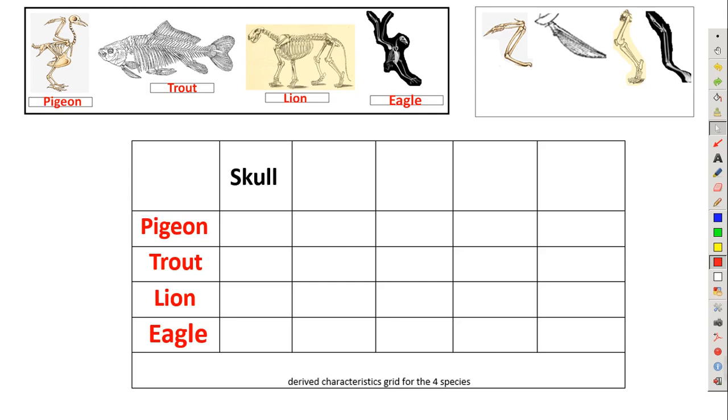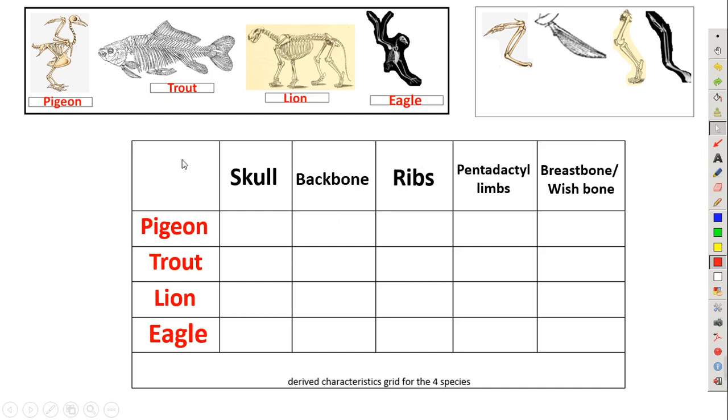Do they have a skull or not? Do they have a backbone or not? Do they have ribs or not? Do they have the pentadactyl limb or not? And do they have a breastbone and wishbone? In these types of grids, you simply state, does the species have the characteristic or does it not have the characteristic?